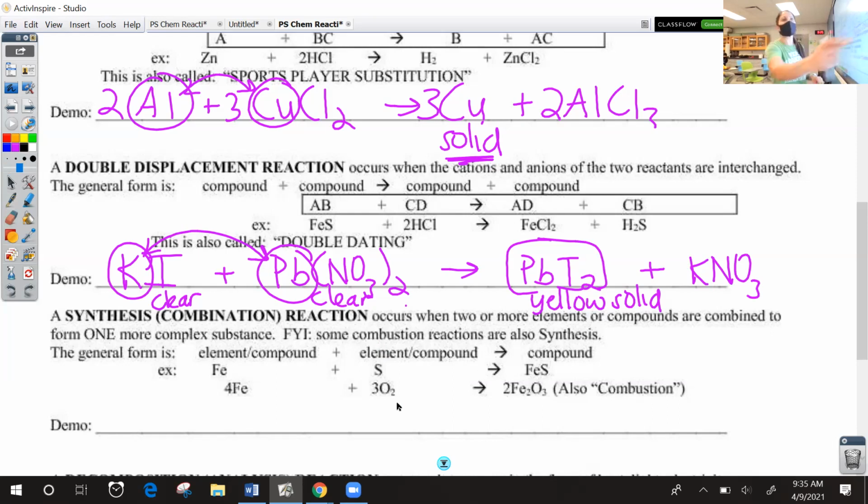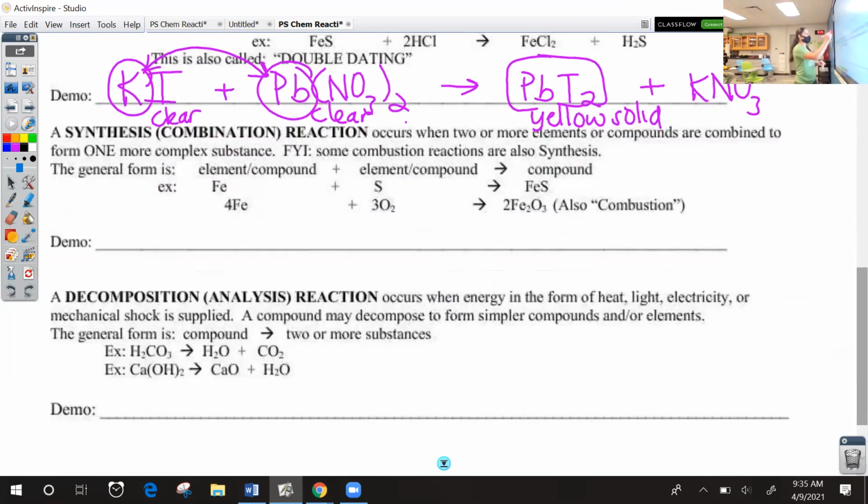Okay, synthesis is pretty easy. We already did it. Let's just rewrite it. Magnesium plus the oxygen gave us MgO. So we're going to just use the same one there. So again, we're taking two things and combining them to make one.